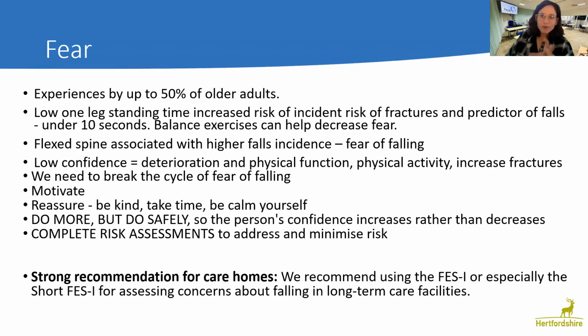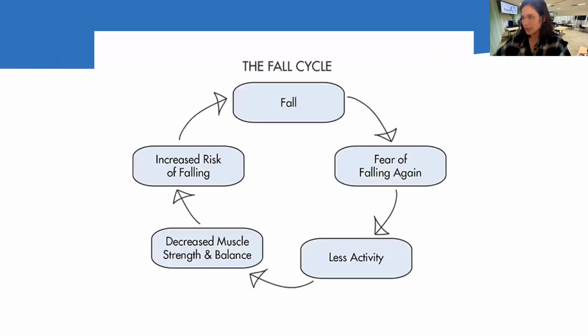So the strong recommendation from the guidance is that we assess fear using the Fall Efficacy Scale. And I'm going to go through that with you shortly, about assessing concerns specifically for falling in care homes. It's a bit specific, this one, but fear is something we should all be looking at no matter the setting. Because there's a cycle, and we have to try and break it somewhere. So there's a fall, there's a fear of falling again, there's less activity, there's decreased muscle strength and balance, all falls risk factors, and then there's increased risk of falling again on top of it, and it just continues.